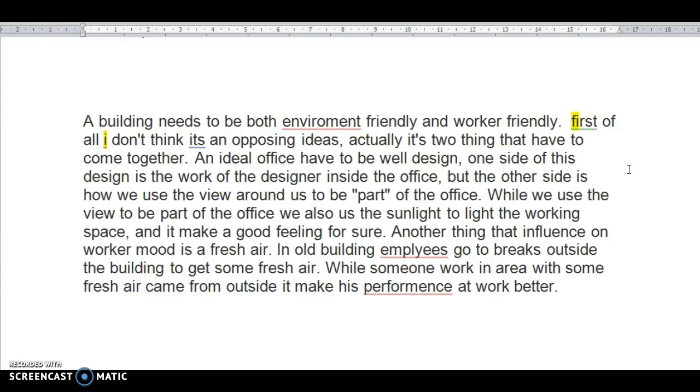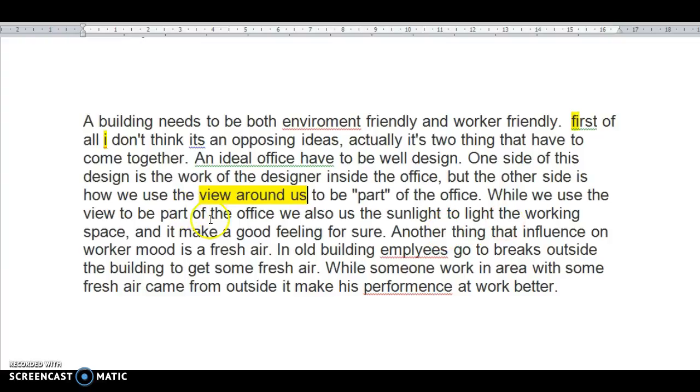One side of this design, new sentence. So again, this should be a full stop. And here we need a capital letter to begin a sentence. This design is the work of the designer inside the office. Okay, but the other side is how we use the view around us to be part of the office. I'm not quite sure what they mean by view around us. What does this mean? I'm not sure.